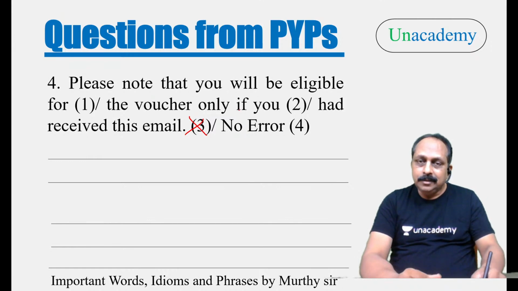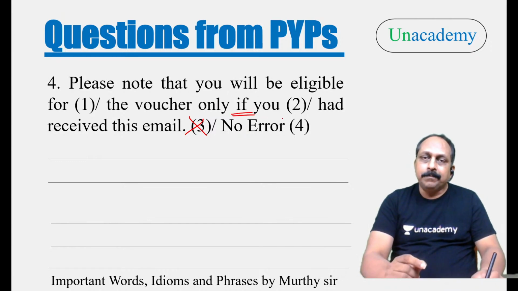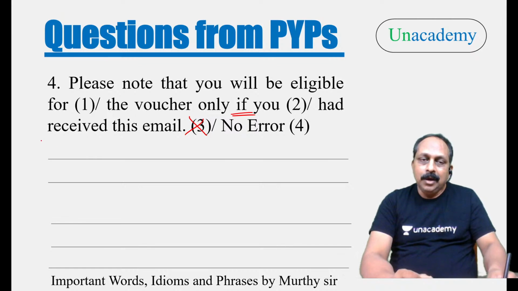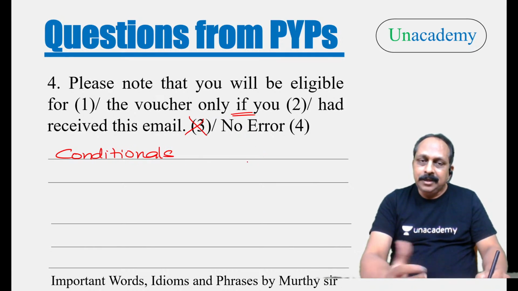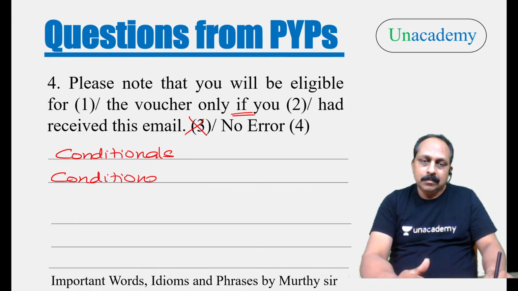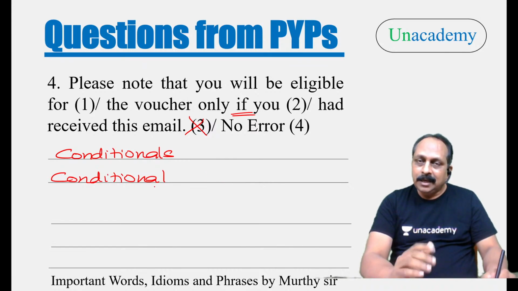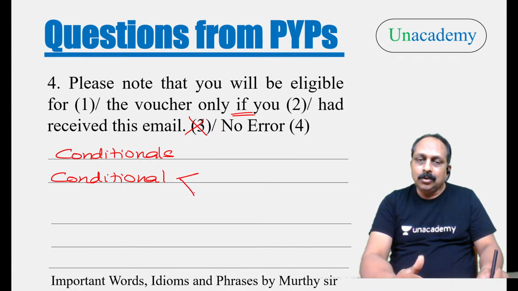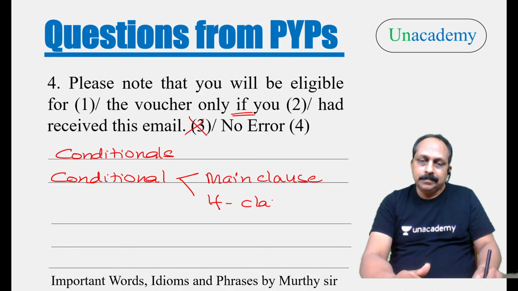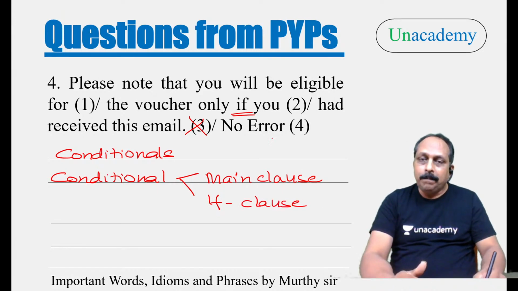When you read a sentence, whenever you come across the word if, become alert. Then you have to think of conditionals or conditional sentences. Any conditional you come across, we have broadly 3 types of conditionals, total 4 conditionals. Any conditional has 2 clauses. One is the main clause, the other one is the if clause. First, you have to focus on the main clause.